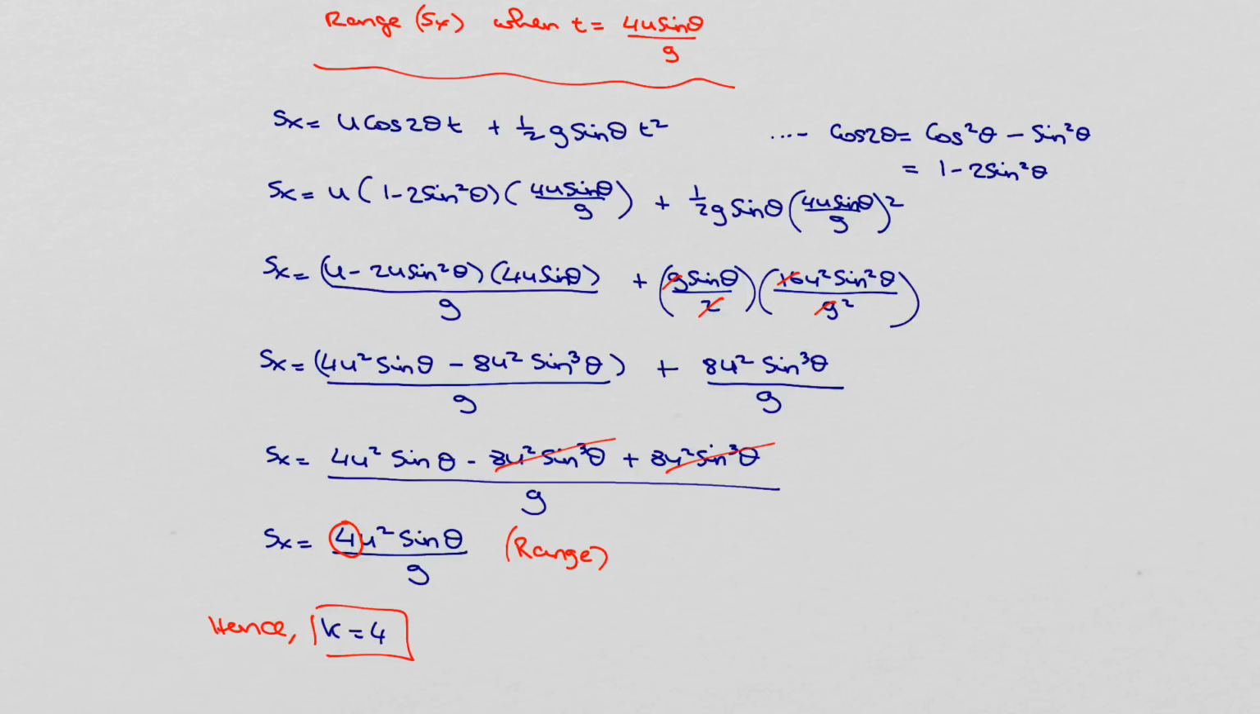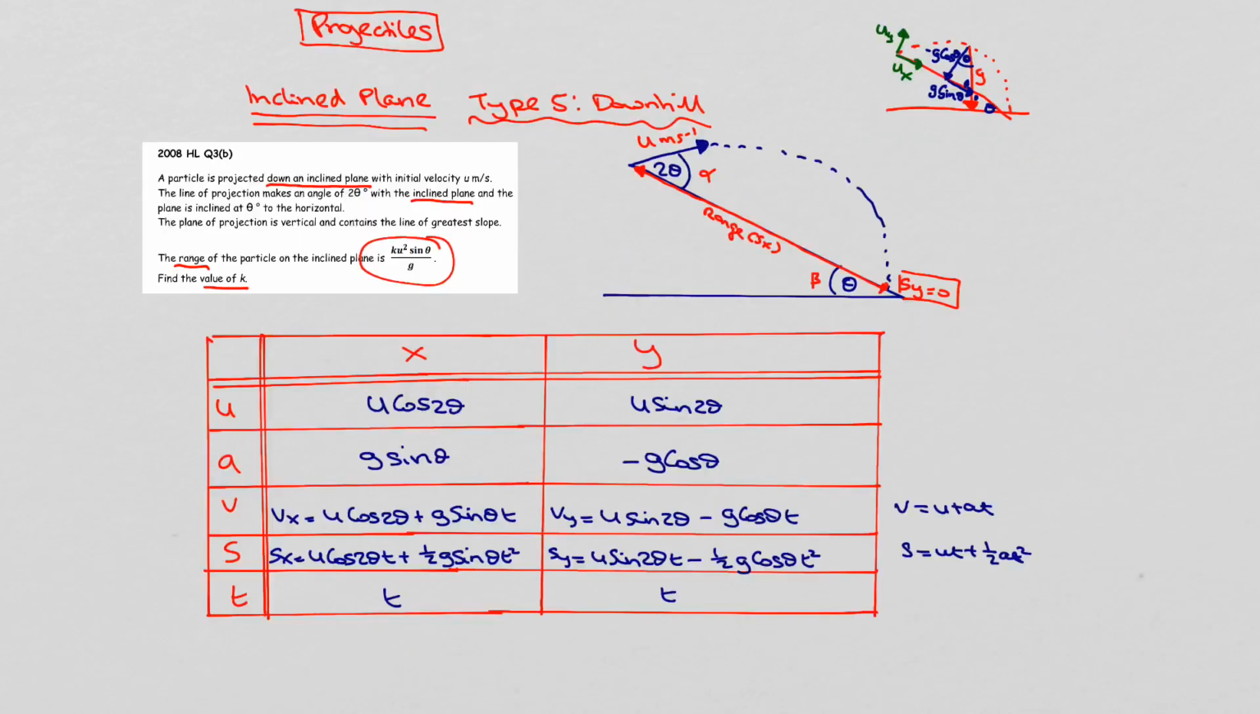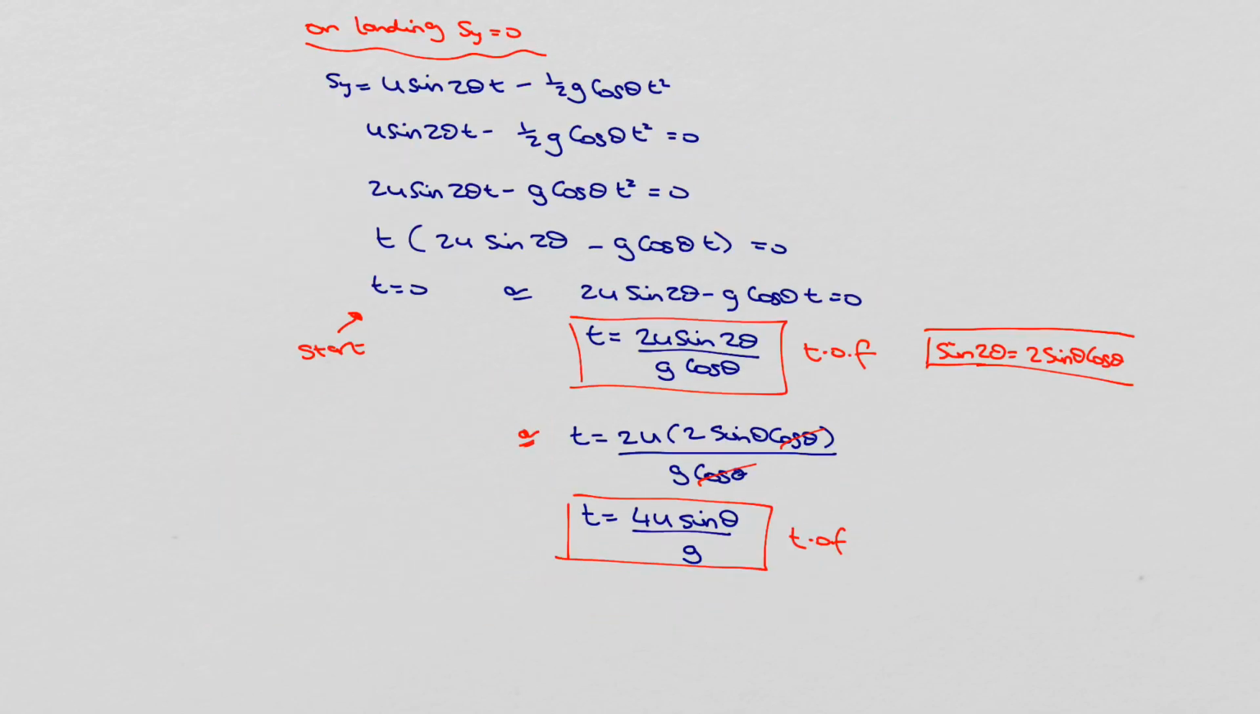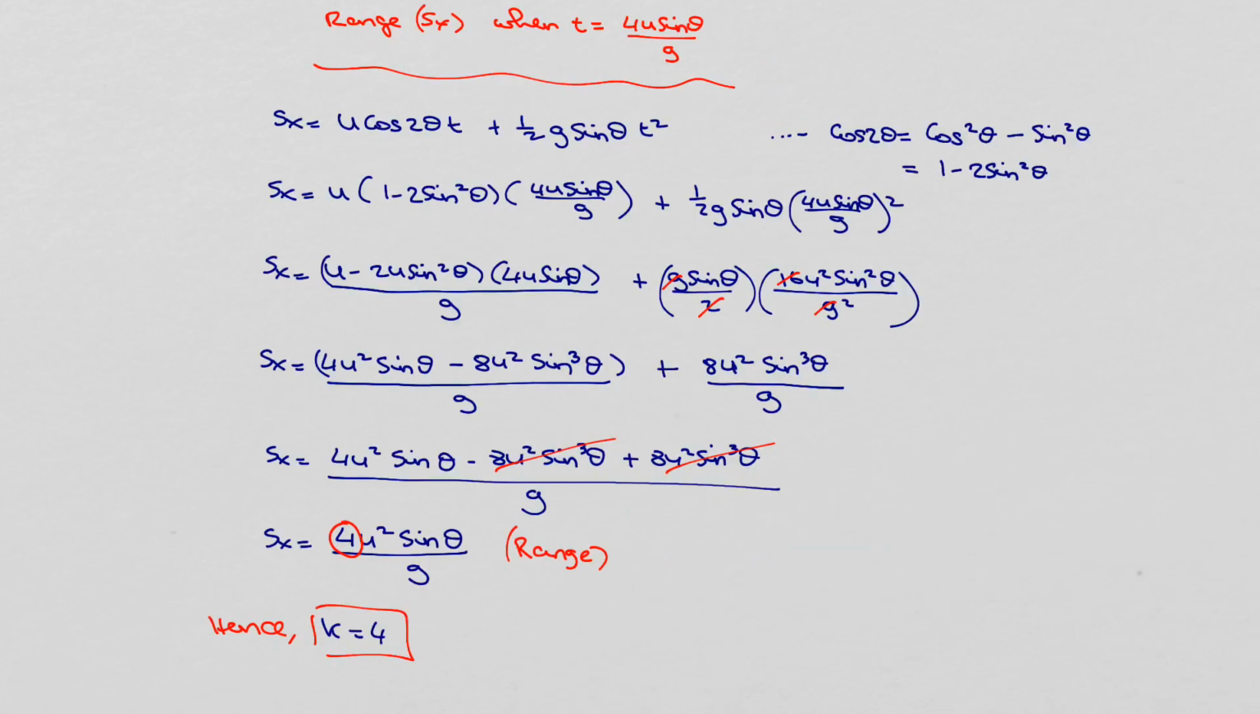Really nice. So where were our marks coming from in this question? Well, we had to look at the range. So the first set of 5 marks was for letting our sy equal 0. Second set of 5 marks was actually for writing down what our sy is, and then letting it equal 0. Getting our time of flight was 5 marks. Getting s of x and subbing in our time of flight was 5 marks. And then getting k equals 4 was 5 marks.